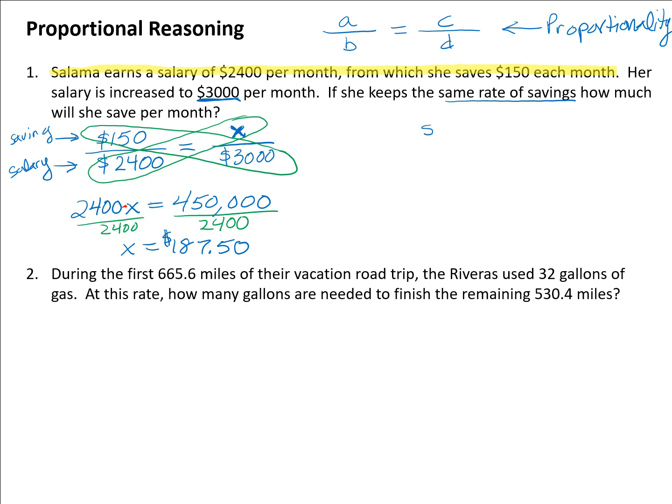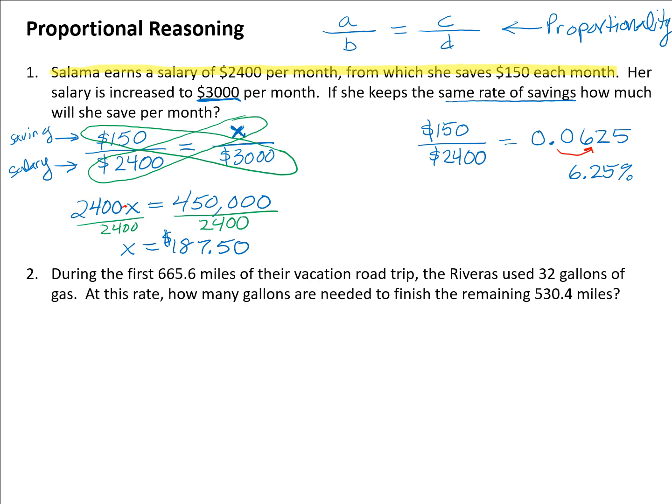Another way is to look at the initial ratio of 150 over the salary of 2,400 and actually calculate that ratio. So 150 divided by 2,400. This would give us a ratio or a decimal of 0.0625. And if you think about that, remember, because we have dollar signs that are the same, if we move the decimal point 2 places, this is saying that she's saving 6.25% of her salary.